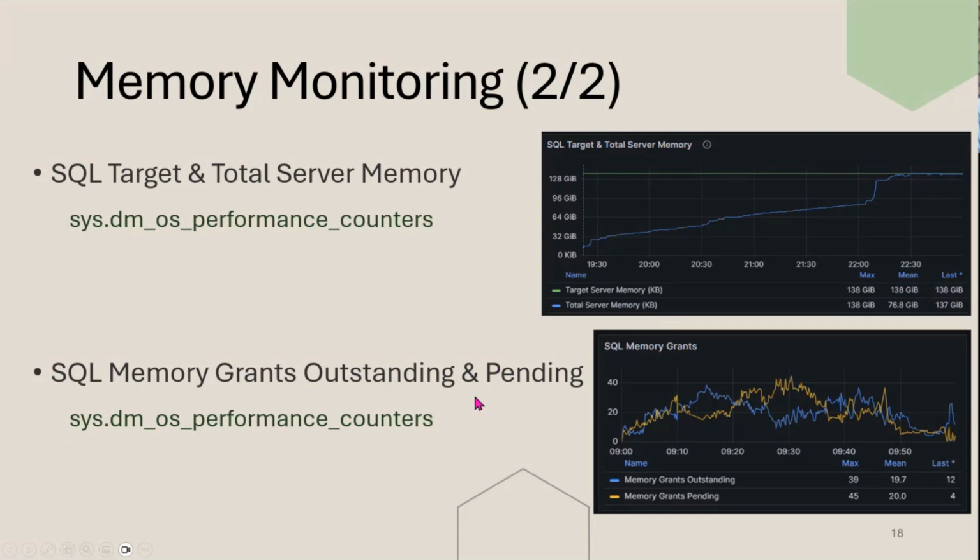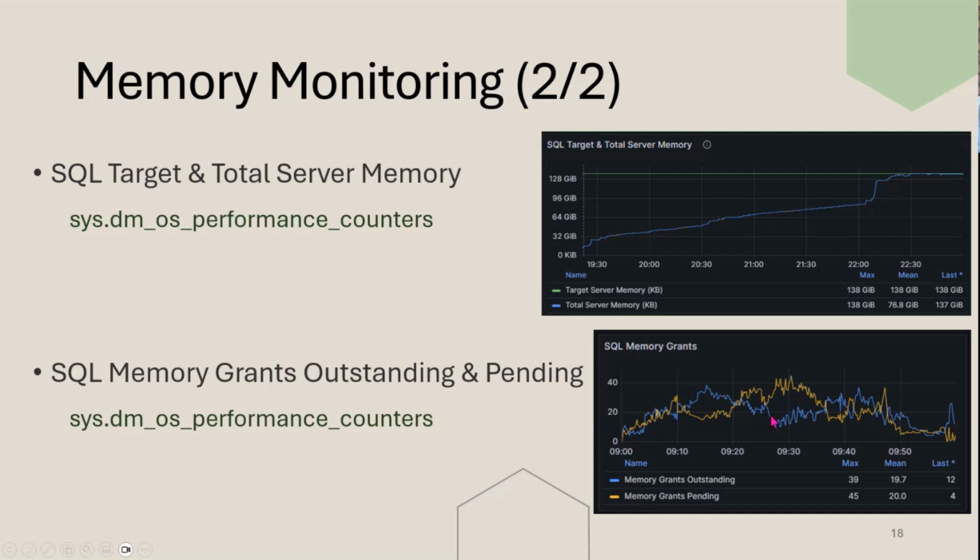So memory grants outstanding and pending. This is another one that I like to look at. And this isn't the amount of memory that's being used, but how many things are using memory. Both of these particularly are DMVs, but they're also performance counters.